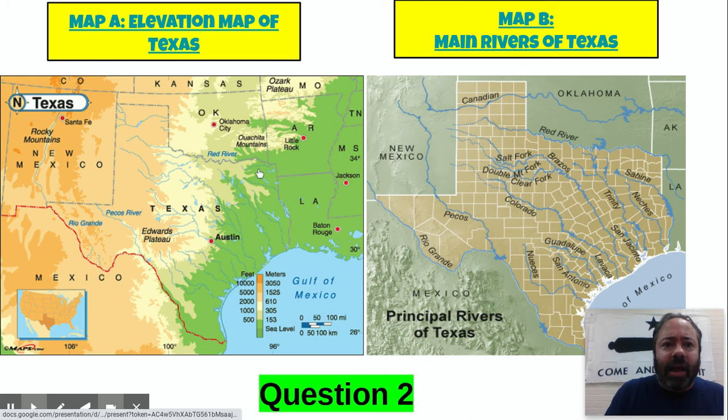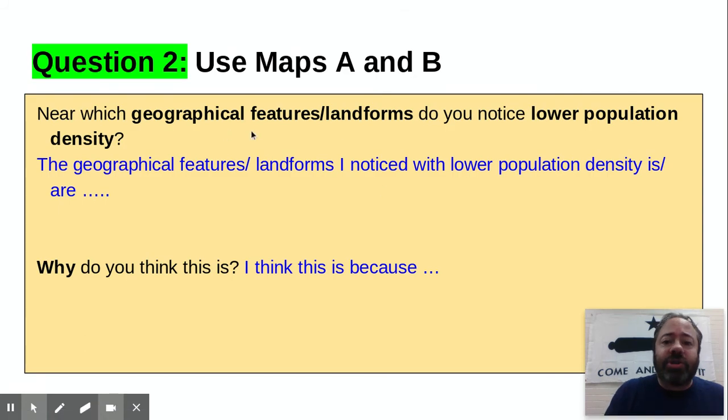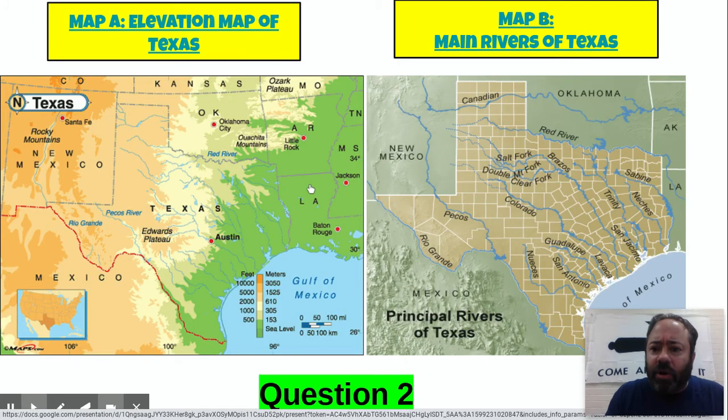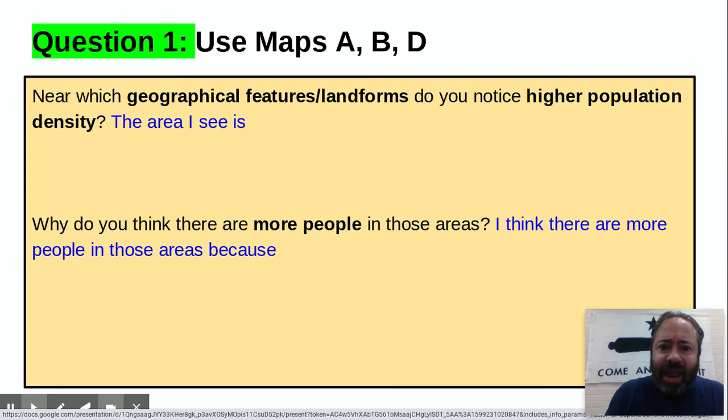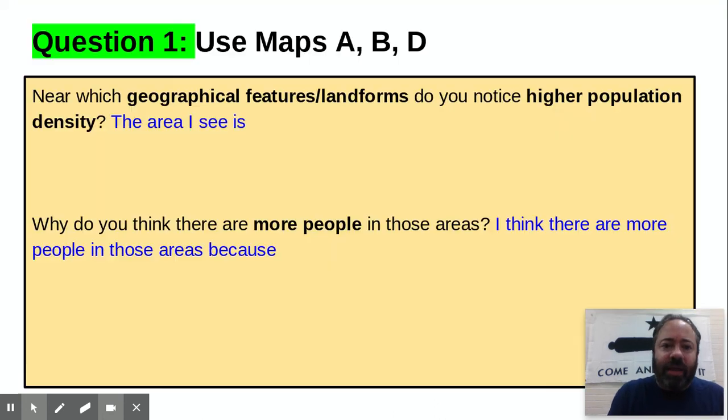Okay. Second one, maps A and B are the elevation map of Texas and the main rivers. So what is the question asking? It's asking, near which geographical features, landforms do you notice lower population? So it's kind of the opposite. I just clicked the back arrow and went back to this. They want to know where the people don't live. So I may have to go back here, okay? This is where the people don't live. There's a few up in here and a few over here, but let's focus on the big part of land that is less than a person per square mile. This area here, just outside of El Paso, is where people don't live.